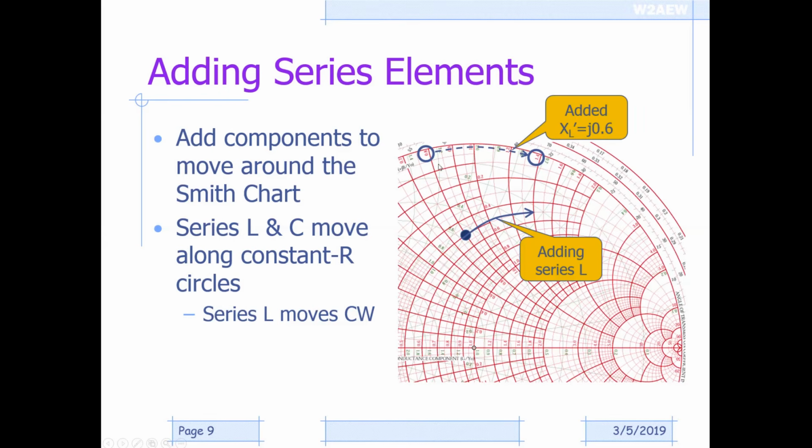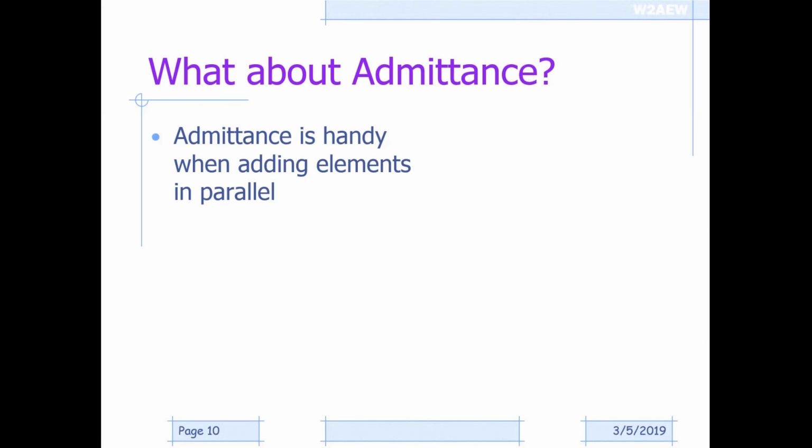And we can see if we move, for example, from this point to this point, we essentially added, in this case, 0.6 normalized reactance to our measured impedance. Series capacitors move us counterclockwise along the constant resistance circles. So what about admittance? It's handy to talk about admittance when we're adding elements in parallel.